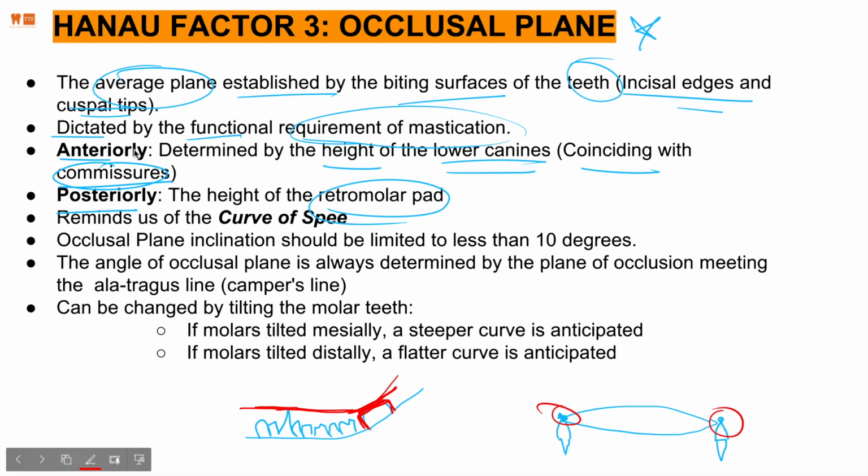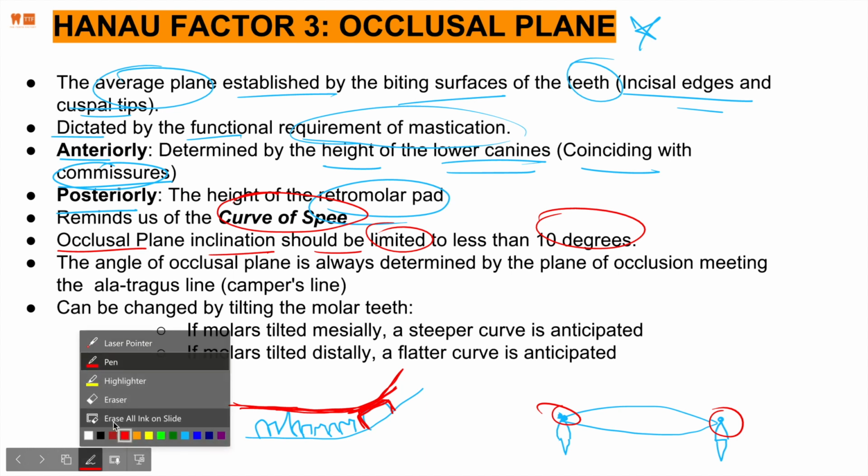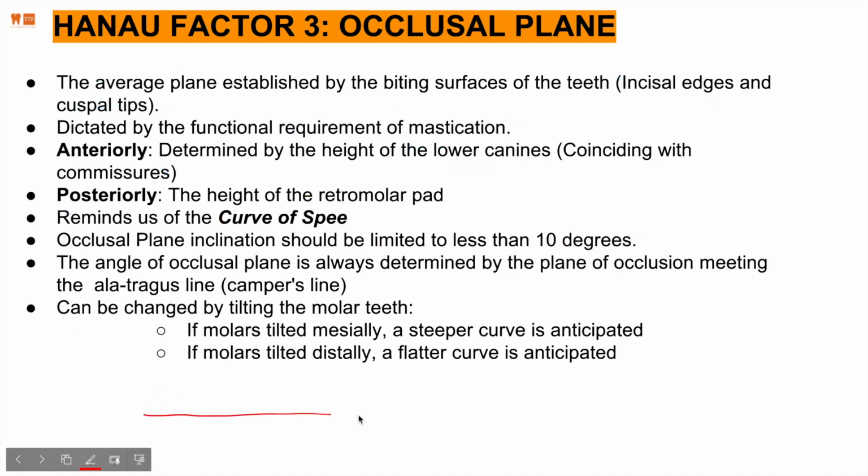Fair enough? It reminds us of the curve of Spee, doesn't it? Think about it. Isn't this kind of like a curve of Spee? It is. Occlusal plane inclination should be limited to no more than 10 degrees. So, horizontal axis again, and occlusal plane starts here and kind of goes up at the retromolar pads. And this right here shouldn't be more than 10 degrees.